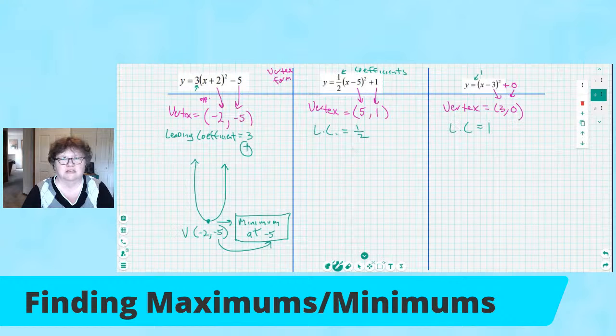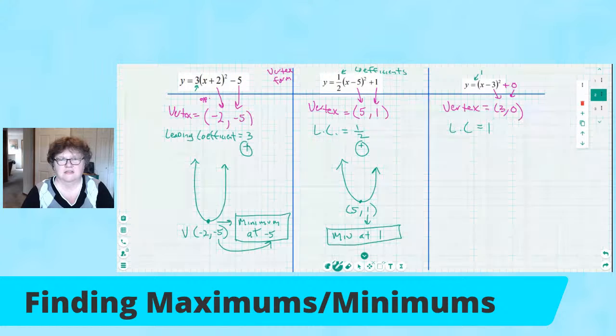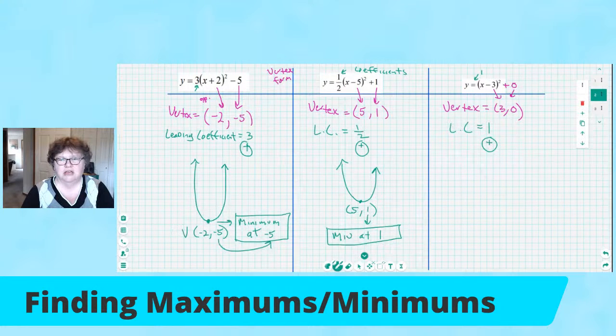Okay, so this next middle problem, it's also positive. It also opens up. So then I know my vertex is down here at 5, 1, right? And then I take the y value, so I have a min at 1. Not too bad, right? And then this last one is positive also. It opens up. Its vertex then is down here at 3, 0. And so it has a min at 0.